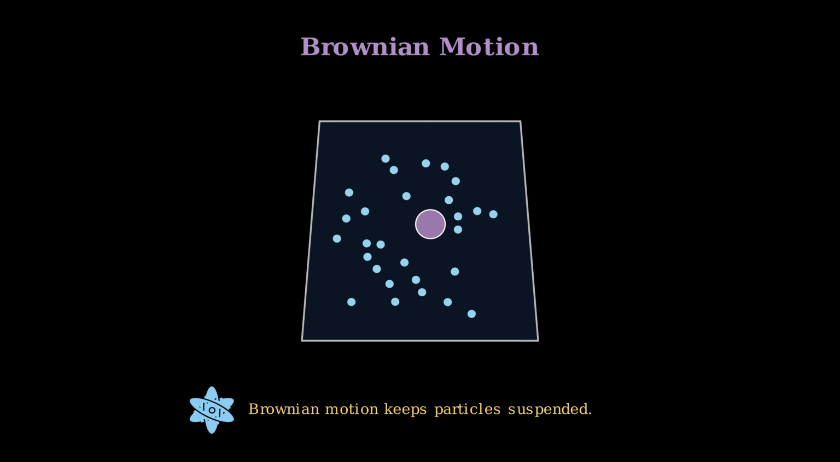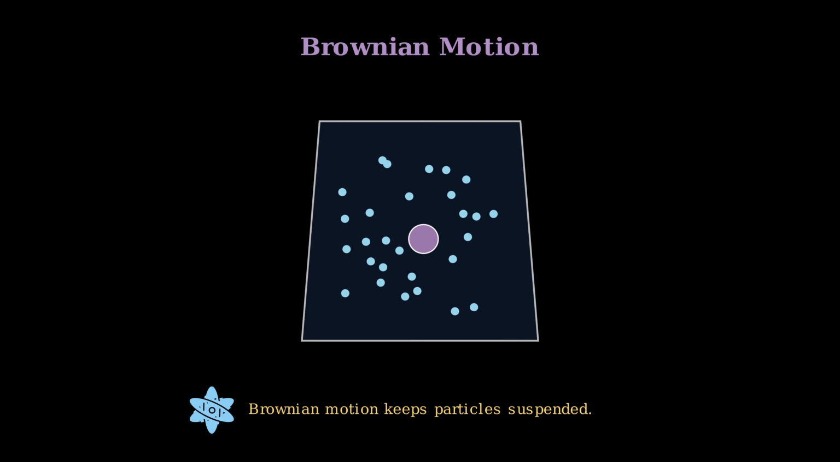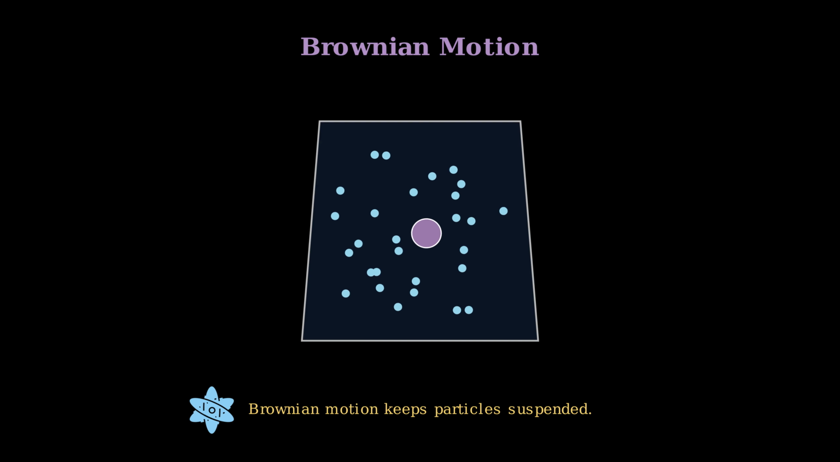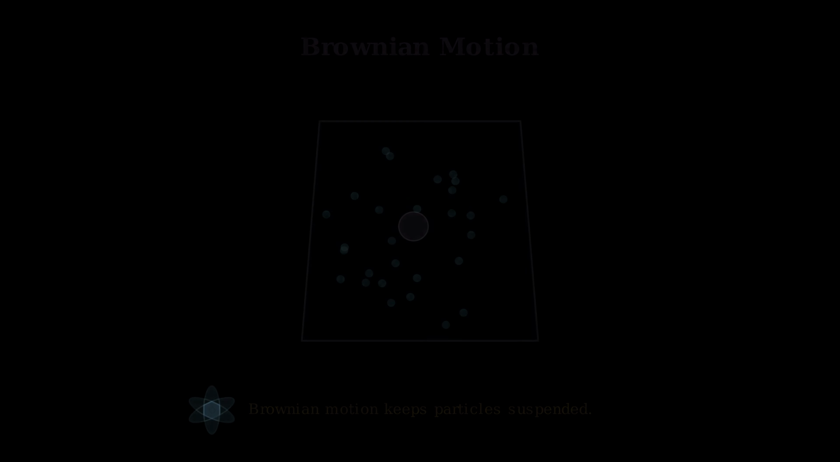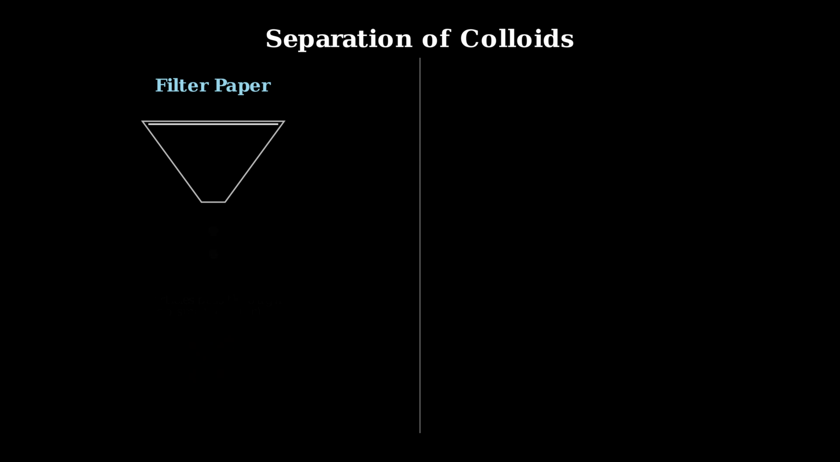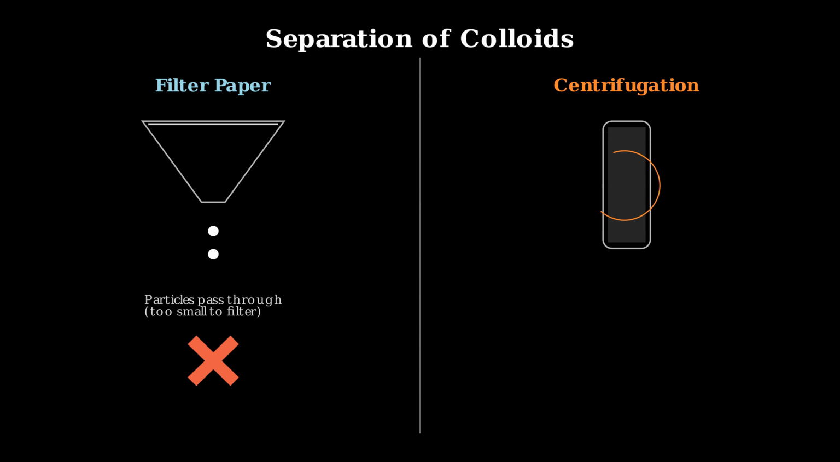Importantly, colloidal particles do not settle because they are so light and constantly bombarded by fluid molecules in random motion. This is called Brownian motion. Colloids cannot be separated by filter paper because particles are small enough to pass through. However, centrifugation, spinning rapidly, can separate them.